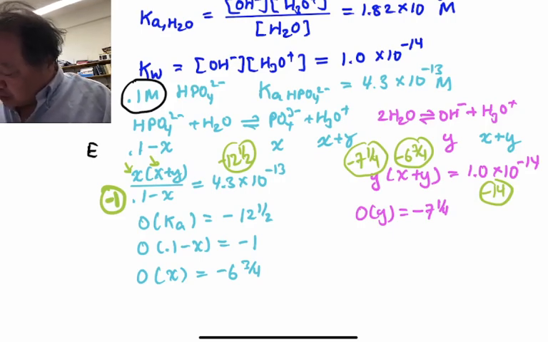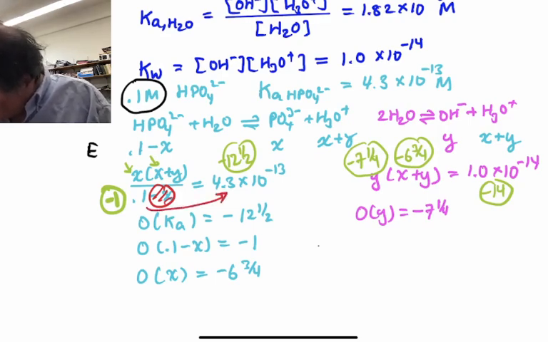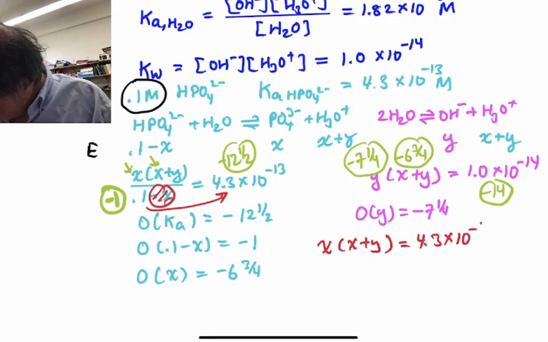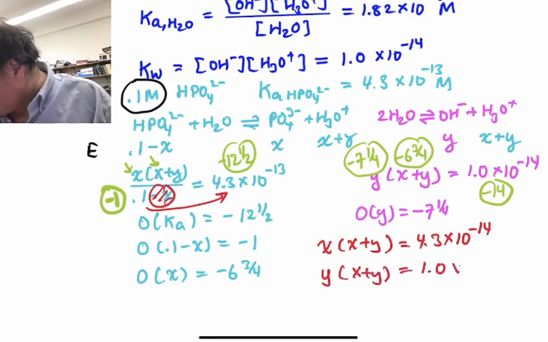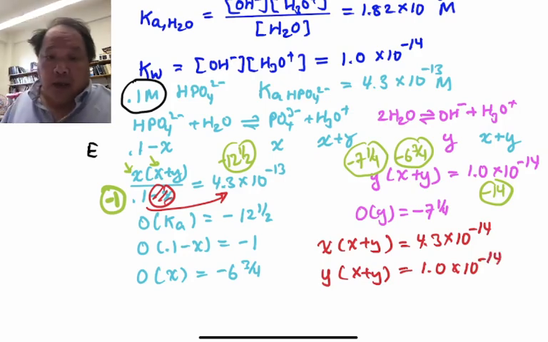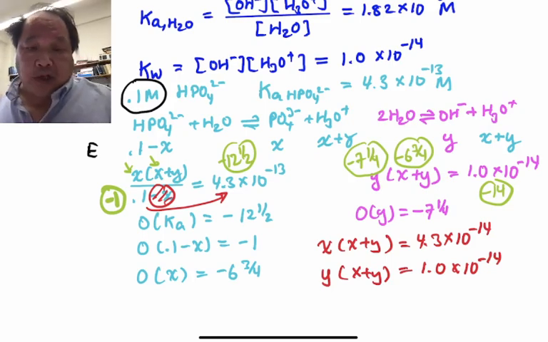10 to the minus 6 3/4 is much, much less than 0.1, so we can eliminate this term. And we end up with the two equations. I'm going to take this 0.1 and bring it over here. So I'll have X times X plus Y. When I bring that 0.1 over, I get 4.3 times 10 to the minus 14, 10 times smaller. And the other is unchanged. Y times X plus Y equals 1.0 times 10 to the minus 14. Pause the video to finish the problem.